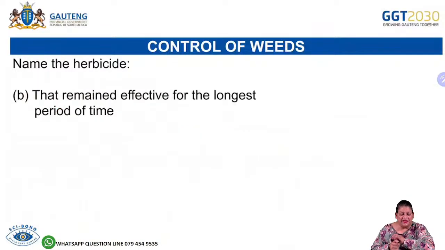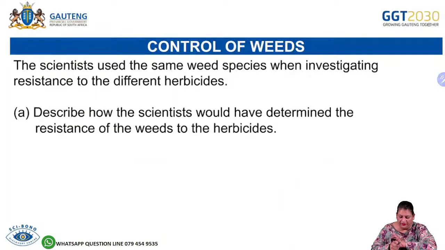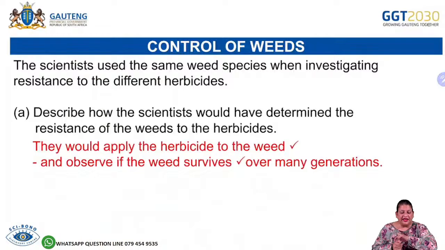And then name the herbicide that remained effective for the longest period of time. They used it and it was killing the weeds for a long time. It killed the weeds. The weeds didn't survive. And that was Trifluralin. That remained effective for the longest period of time. Okay. The scientists use the same weed species when investigating resistance. Now, why do they use the same weed species for the different types of weed killers? You can't use different weeds because then you won't know, did these weeds already develop resistance? So you must use the same weed species for validity, okay?